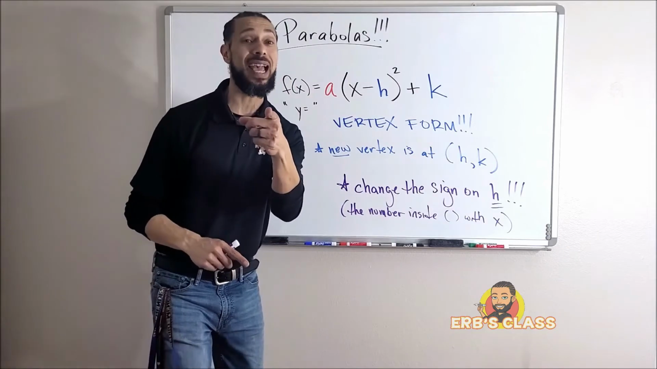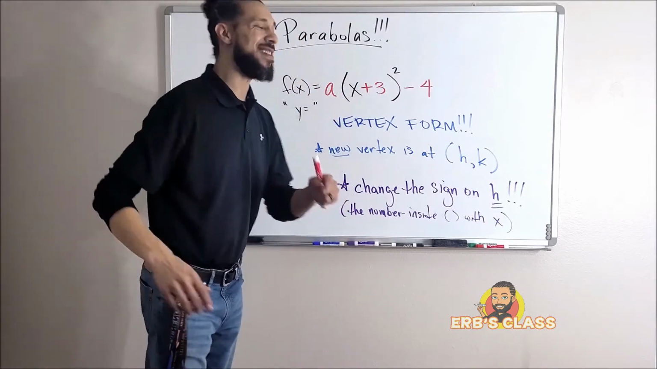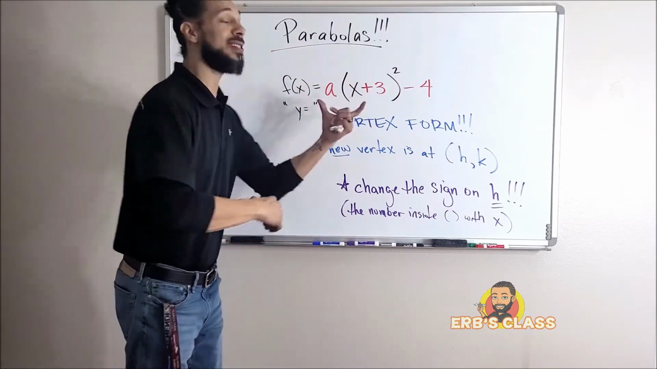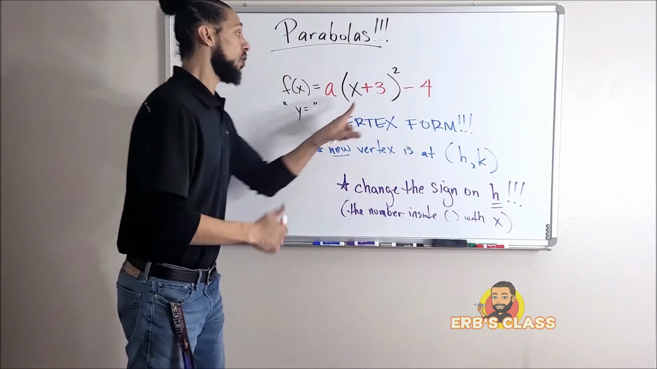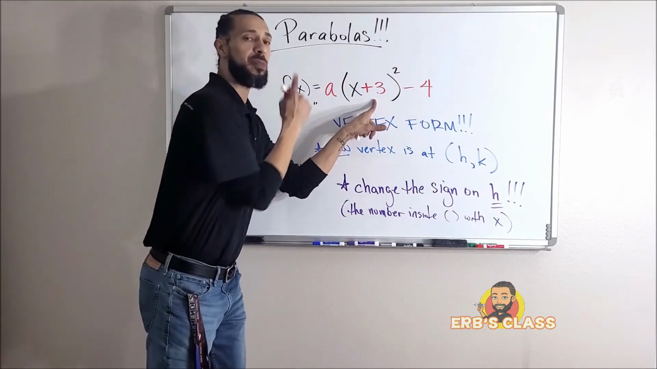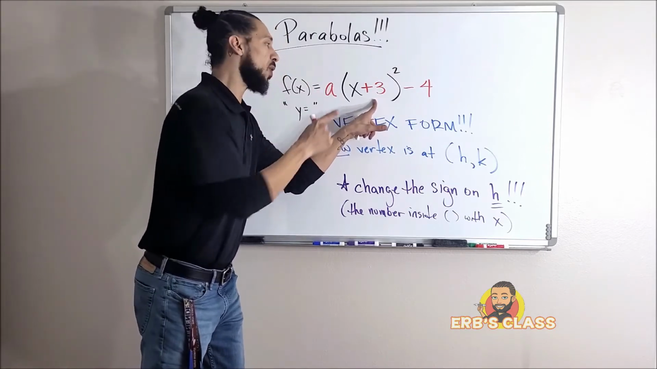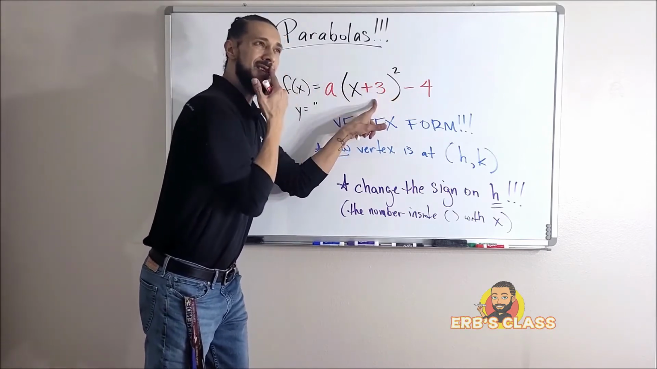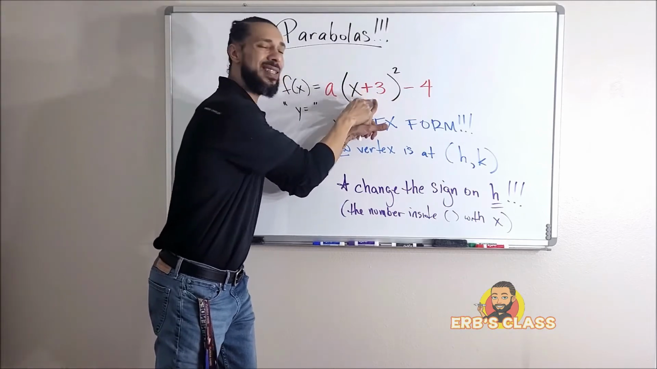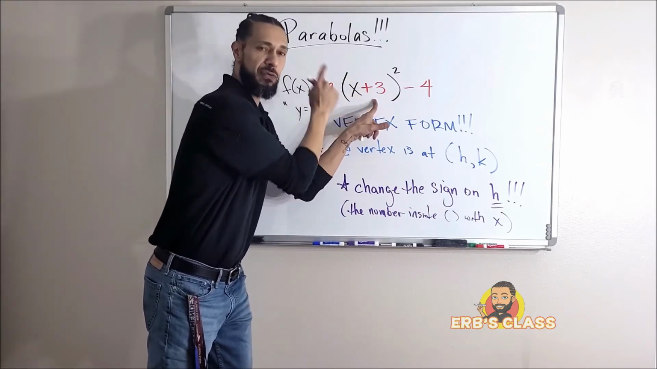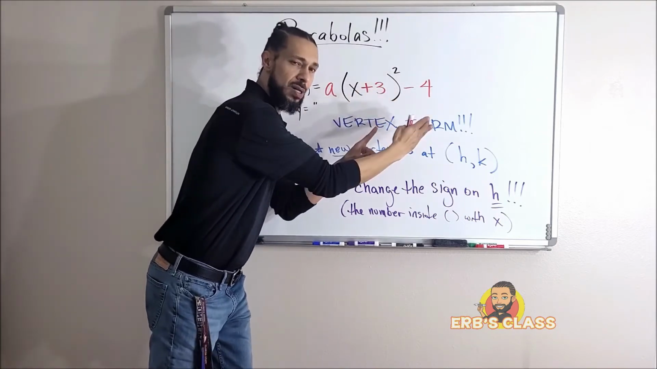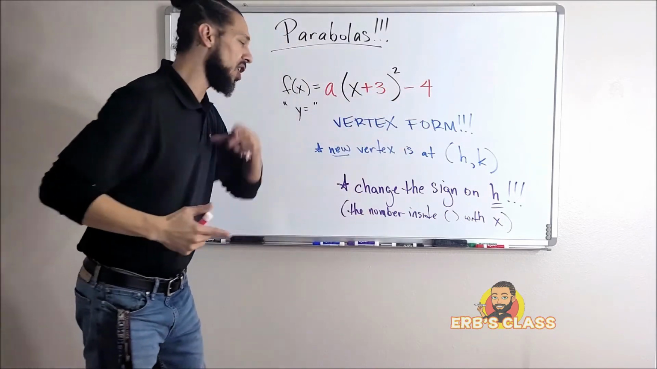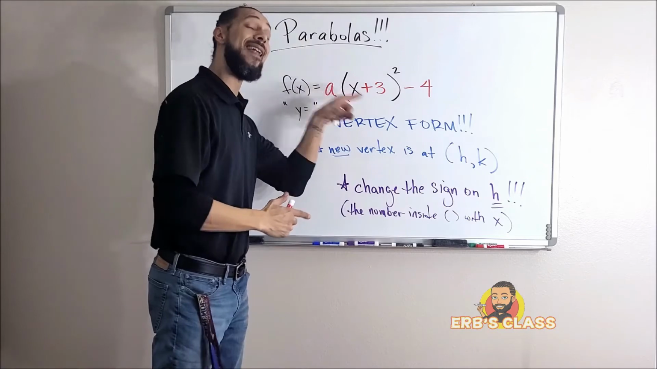Let's do a real quick example. Okay, now we got some numbers in here. So let's see if we can find the new vertex of my new parabola. So here, this number in here with x is plus 3. Remember in the formula where it said minus h? So if I get a positive number here, doesn't it have to be minus a negative number? Which takes me back to my reminder: change the sign on that number.